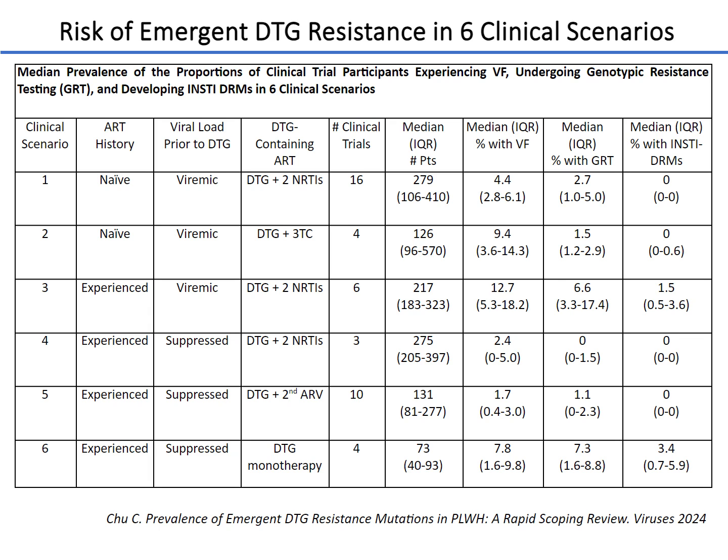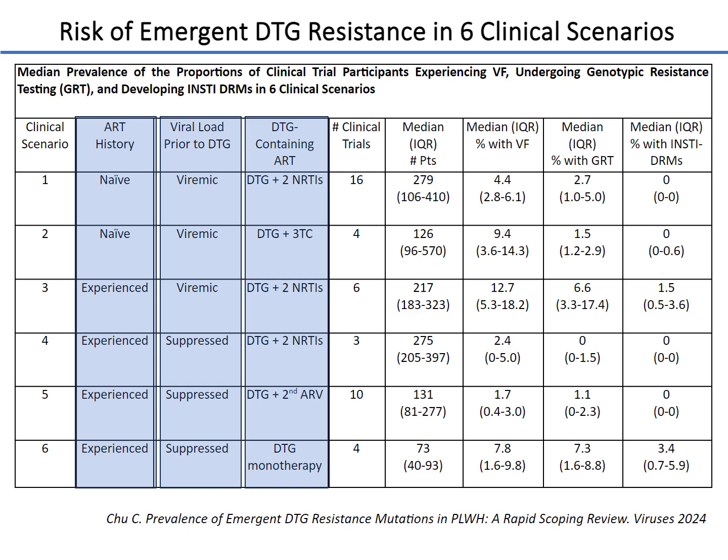This table shows the prevalence of emergent drug resistance mutations in 43 clinical trials encompassing 6 scenarios based on whether patients were ART-naive or experienced, had active virus replication as opposed to being suppressed at baseline, and based on the drugs used in combination with dolutegravir.